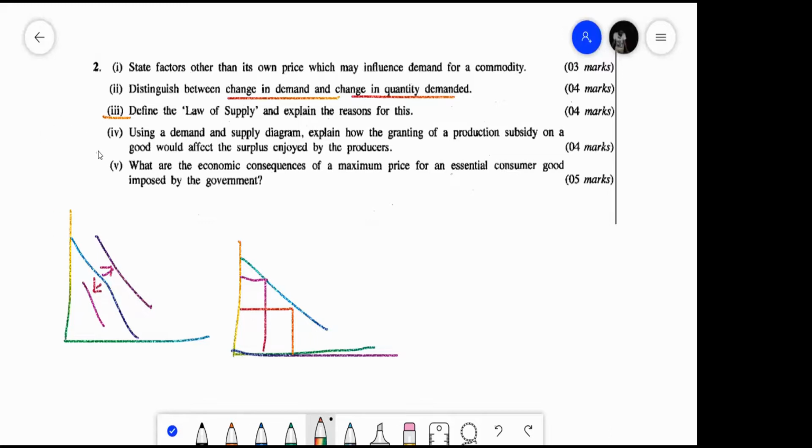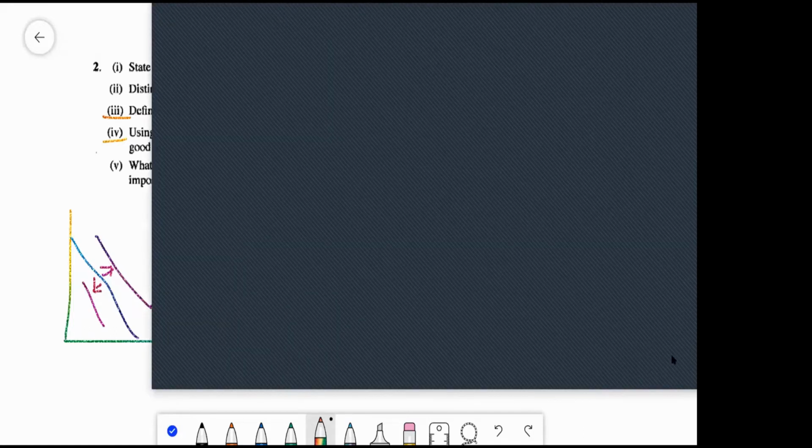Then they have the fourth question here. They say, using a demand and supply diagram, explain how granting of a production subsidy on a good would affect the surplus enjoyed by producers. So you know what you have to draw in this? It's a very easy question. You have to simply draw a diagram, right? And you have to show how the producer surplus is increasing when there is a subsidy, right? So I'll use the Zoom whiteboard. I can draw a clear diagram there.